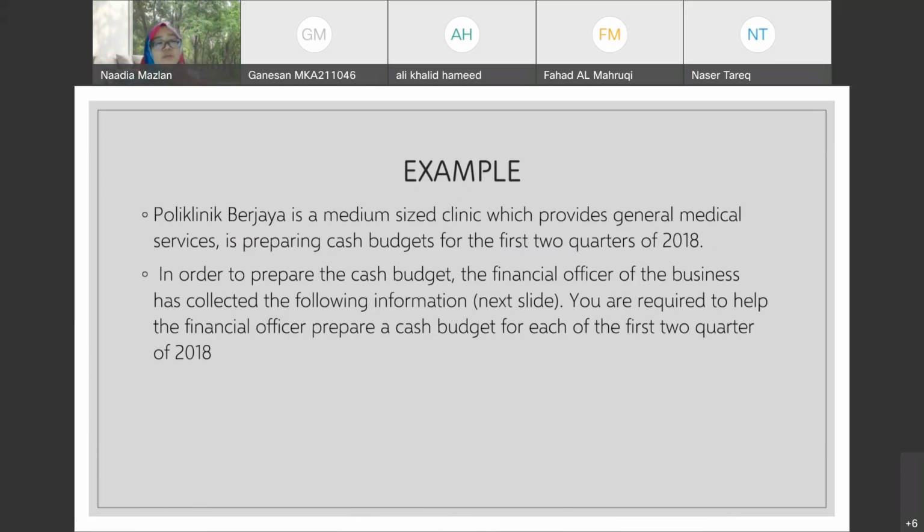Yes. In order to prepare the cash budget, the financial officer of the business has collected the following information. You are required to help the financial officer prepare the cash budget for each of the first 2 quarters of 2018. This means you're going to have 2 things only. You don't need to do it monthly. Sometimes I'm going to ask you to do it monthly, then you have to consider monthly. But this one is only 2 quarters, meaning the 1st quarter and the 2nd quarter only.